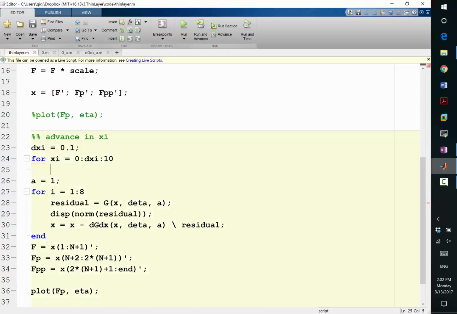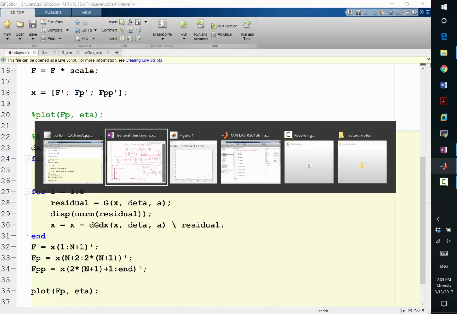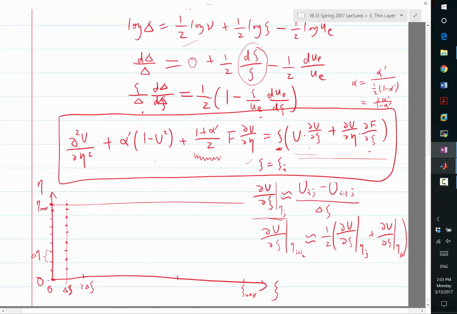So when I do this, I need to compute my A now, right? And what is my A? My A is defined as C over UE times dUE dx, right? And somebody just give me an example analytical UE as a function of C. Let's start with 0, starting from a stagnation point and going to some constant. Let's try something like that.